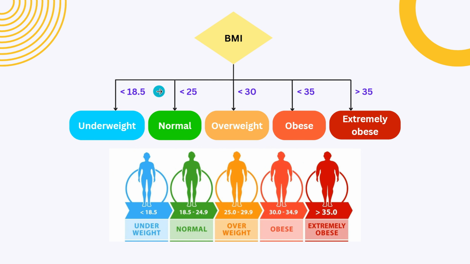A BMI below 18.5 is considered underweight. A BMI between 18.5 and 24.9 is considered normal. A BMI between 25 and 29.9 is overweight. A BMI between 30 and 34.9 is obese. And a BMI of 35 or higher is classified as extremely obese.